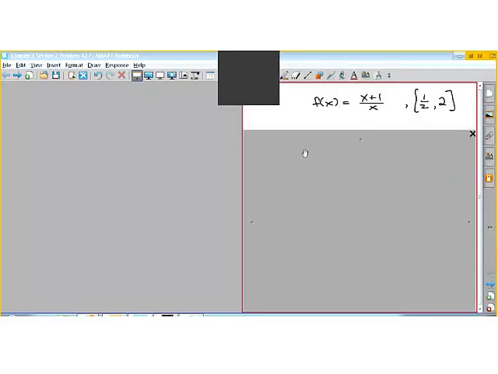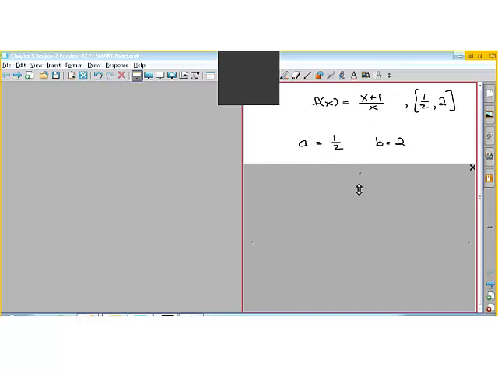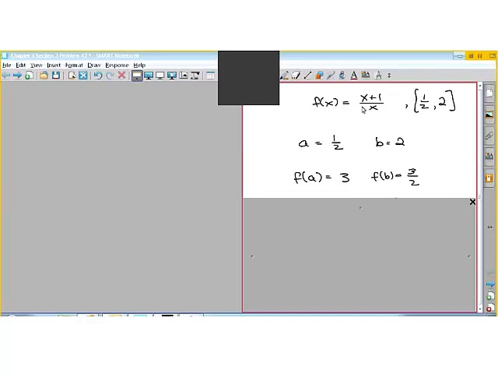Okay, this is our next problem. So again, we're going to use the mean value theorem. So we're going to evaluate the function at the beginning and the end of the interval. So we're going to say A is 1/2, B is 2. So if we plug 1/2 into this equation, we get 3. So you get 1/2 plus 1 is 3/2 divided by 1/2 is 3. 2 plus 1 is 3 divided by 2 is 3/2. So that's the value of the function.